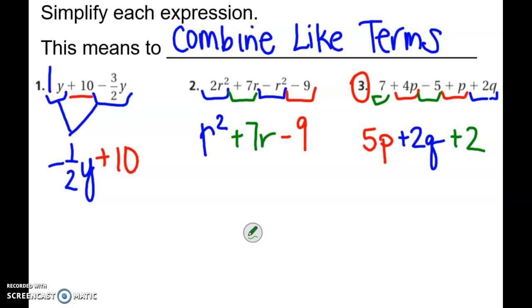In red, I put my p's together. 4 and 1 make 5 p's. Then my q, I just brought that down. There's nothing to combine with, 2q. And then my constants, 7 minus 5 is 2. Okay, notice that we usually go in alphabetical order from left to right when you write it, and then constants go in the back at the end by themselves. Okay, so P, Q, and then my constants.